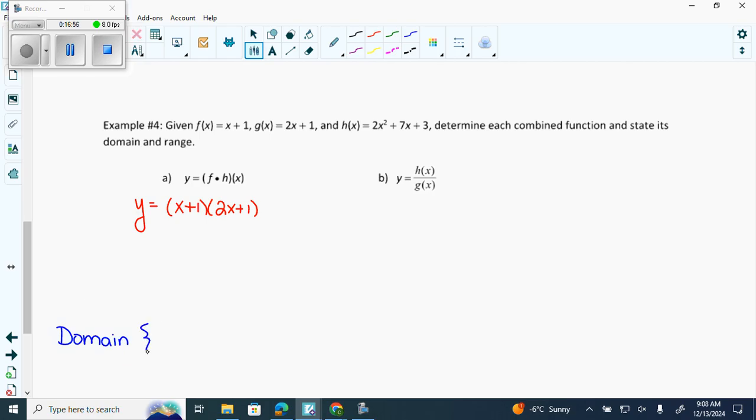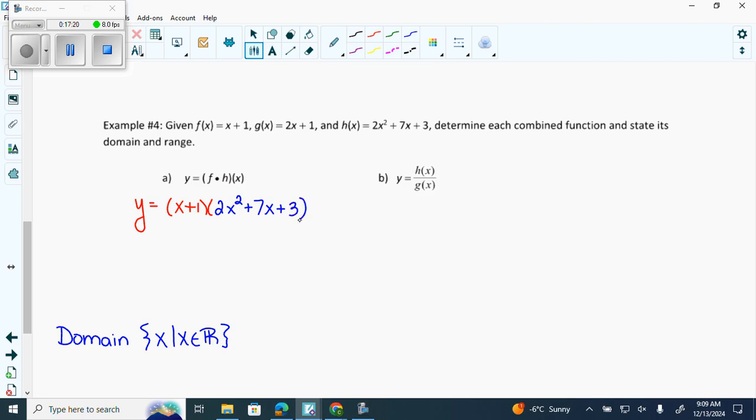The domain is going to be x an element of the reals, or negative infinity to positive infinity in interval notation, because it's a linear and a linear. Yep. Still going to be x here. Wrong function. All right, cool. And that, my friends, is how you make a mistake on tests.